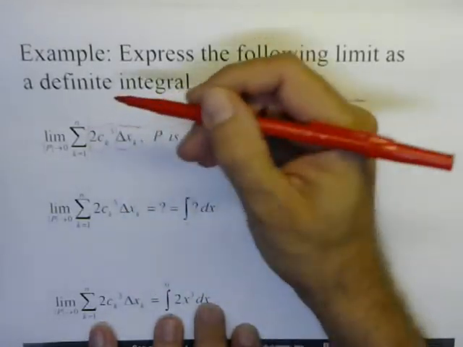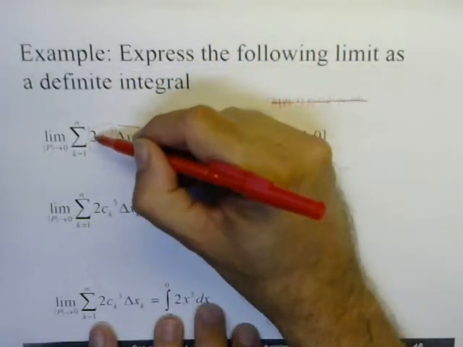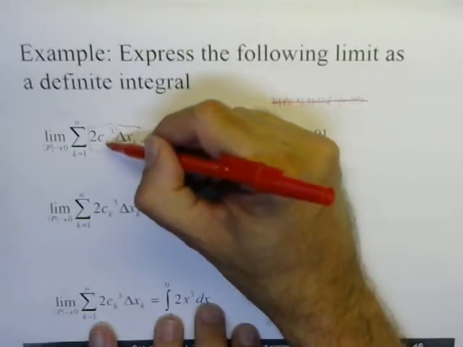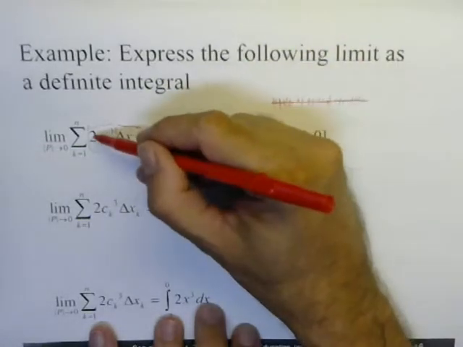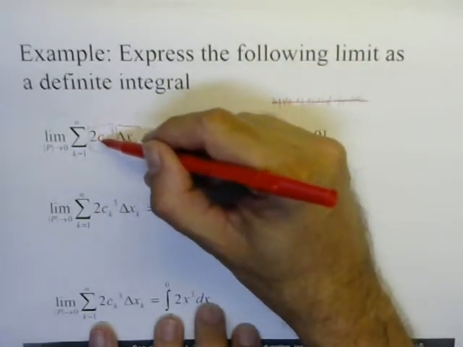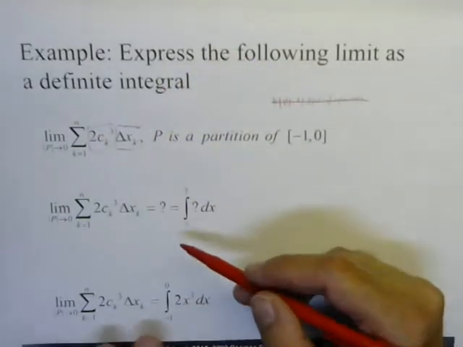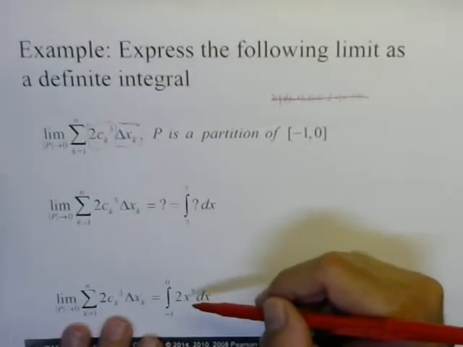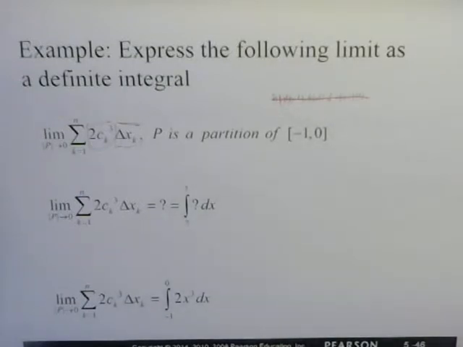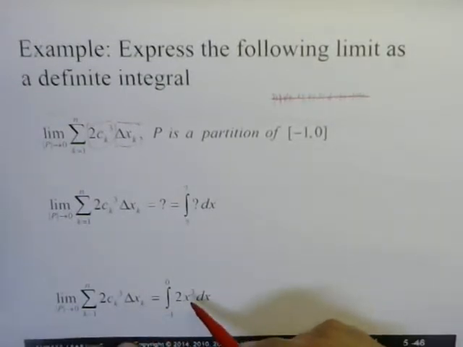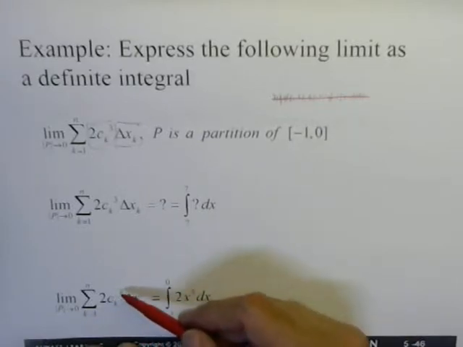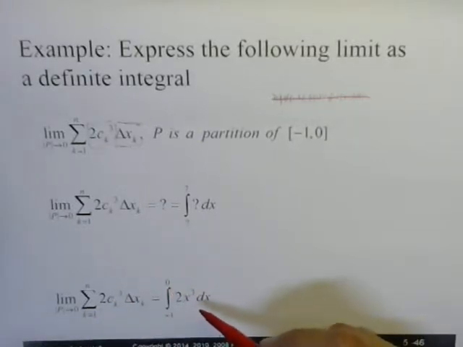So this must be our function, right? So what function is that? Well, c sub k is the number we're plugging into the function to figure out the height. So the function is just 2x cubed, right? Which is that. So all you have to do for this sort of problem is basically just go from here to here. Just rewrite it as an integral so you can see the connection between the Riemann sums and the integral. Right, so it's not that bad, right?